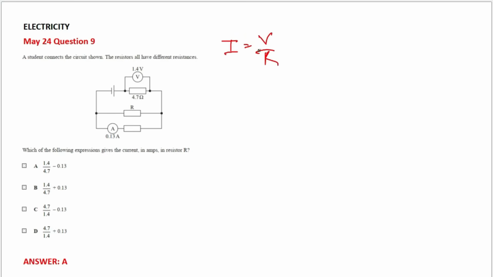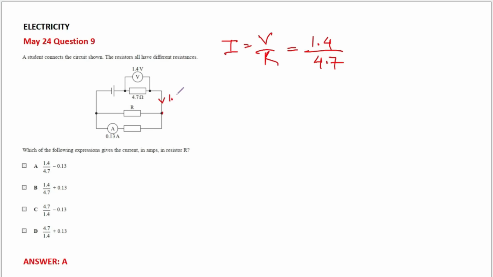So this is a rearrangement of V equals IR, right? So you know this. V is 1.4 divided by R is 4.7. So this gives you I. And this is particularly important because this is the total current. This is the current that flows through the battery, right? And this is the junction. This is the current over here as well.